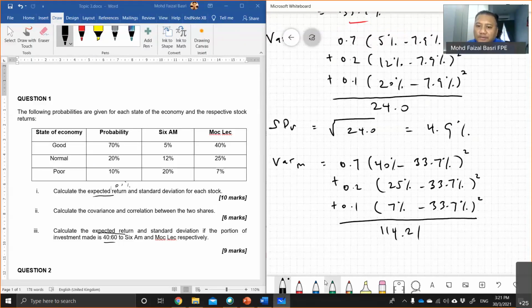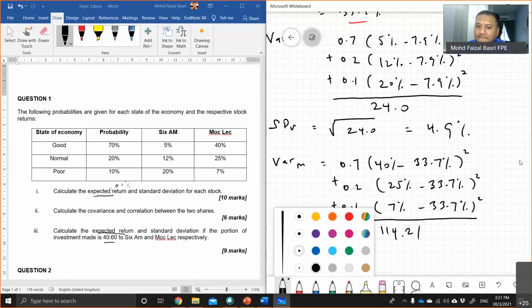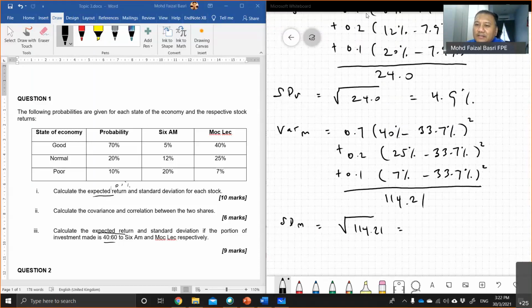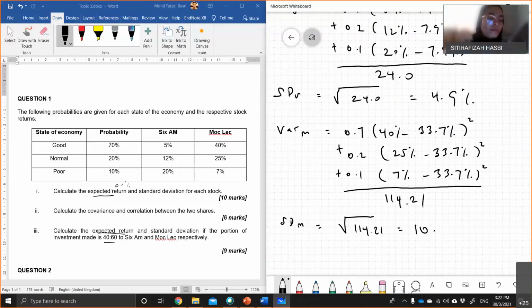Okay. So for standard deviation, it will be square root of 114.1. So dapat tadi berapa? Check ni. 10.687. 10.68690. We keep it 2 decimal je lah. 10.69. Maximum 2 decimal. Okay, so that's the standard deviation for ML.